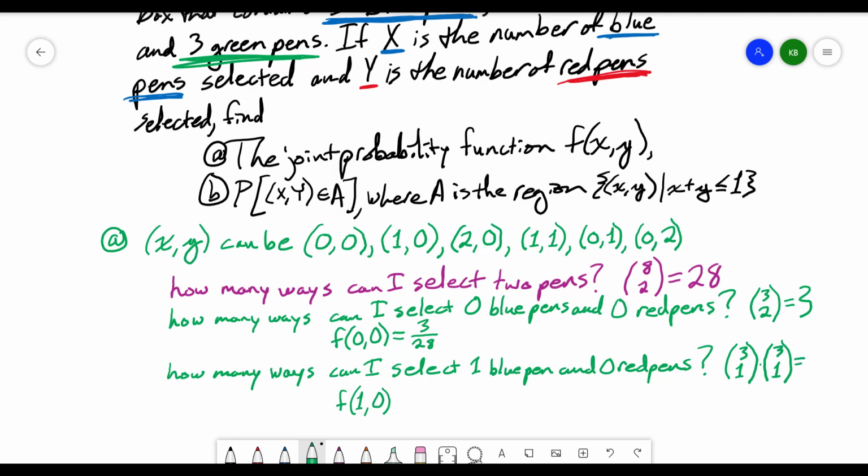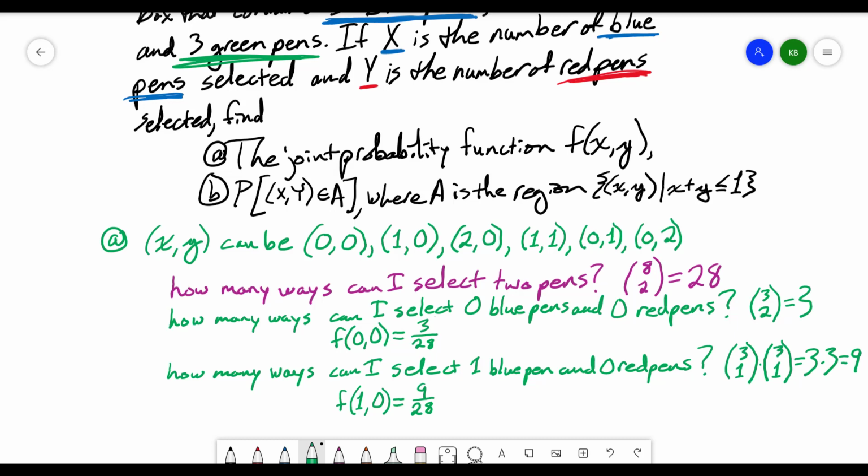So 3 choose 1 is 3, and 3 choose 1 is 3, so I get a total of 9 possible ways to do this. Now 9 is going to be the numerator for the value of my joint probability function evaluated at the point (1, 0). So that probability will be 9/28.